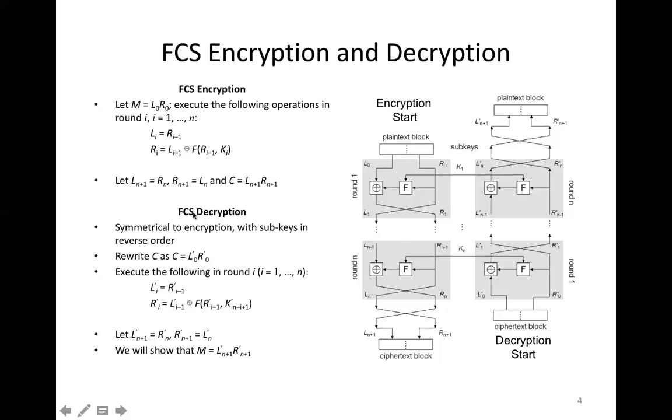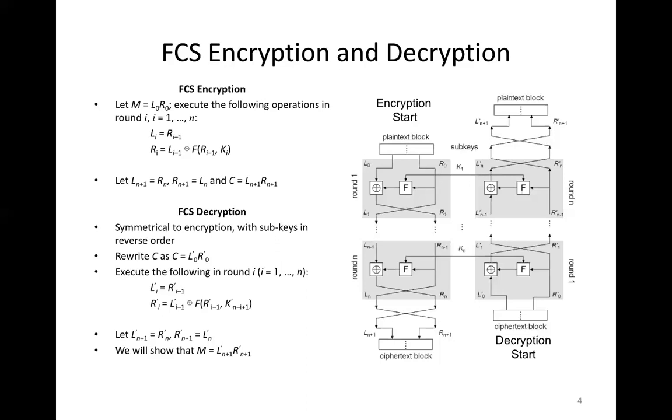Now let's look at the decryption. You are using the same set of subkeys, and the same set of operations, exclusive OR and F, for each round, but you work your way from bottom up, in other words, from your ciphertext. So the ciphertext is your input.